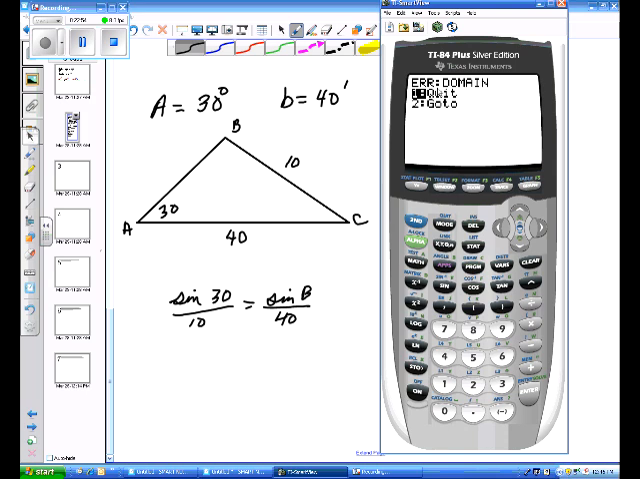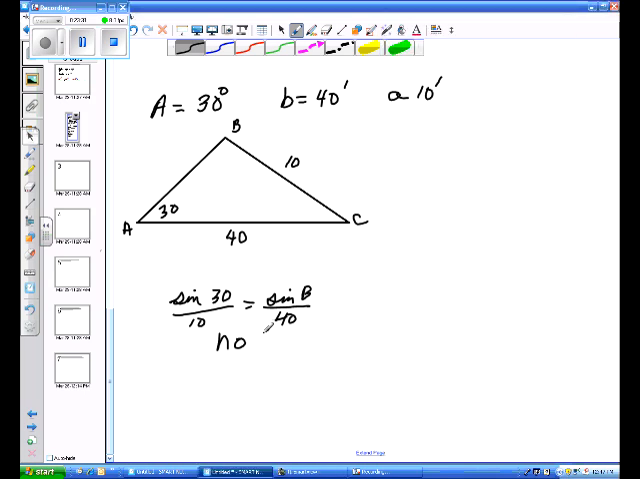Notice it gives us an error, and the error was a domain error. Well, let's go back and see why. Let's go back and look at what we had up here. We had this problem when we hit enter. Notice we got 2. There's no angle whose sine is 2. Remember, the largest that a sine can be is 1. It goes from -1 to 1. So that's why we ended up with an error, which means we have no triangle.